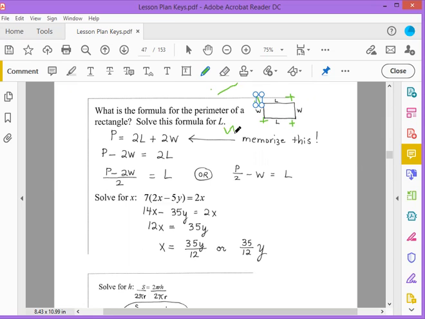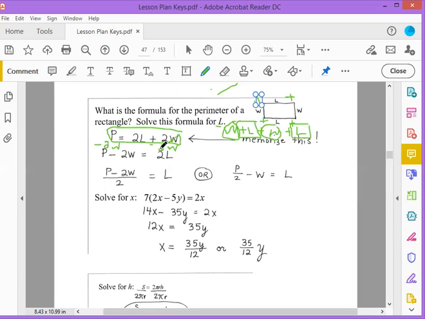And if we add all 4 sides, W plus L plus W plus L, we see we have 2 W's and 2 L's. So that formula to find the perimeter of a rectangle is just 2 times the length plus 2 times the width. And then we're asked to solve this equation for L. We want to get L by itself on the right side of that equal sign. So first we're going to subtract 2W from both sides of the equation.